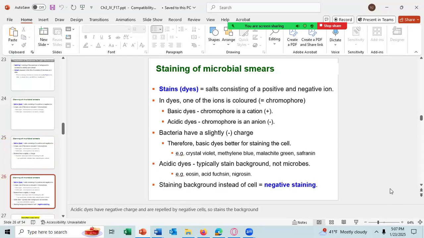Acidic dyes typically stain the background, not the microbe. And that's because they have a negative charge, and they will not stick to the cell. Some acidic dyes include eosin, acid fuchsin, and nigrosin. Staining the background of the slide instead of the cell is sometimes called negative staining. And this is because in the Polaroid negative, the light areas look dark and the dark areas look light, and they call that a negative. And the stain kind of looked like the old Polaroid negative. Any question about any of that?